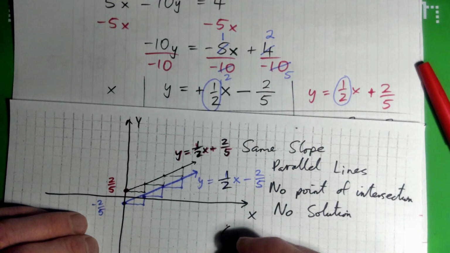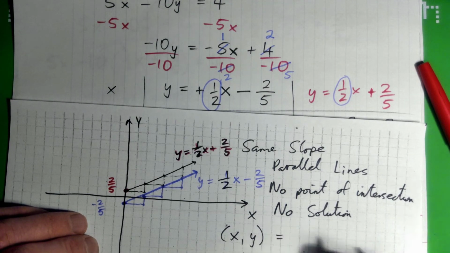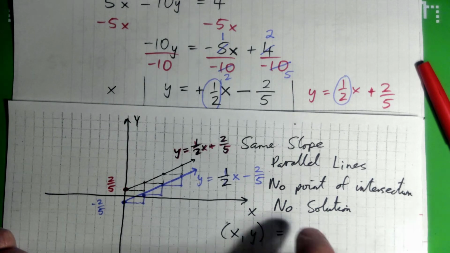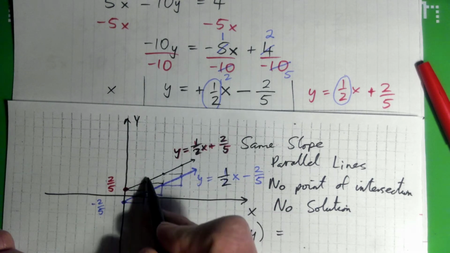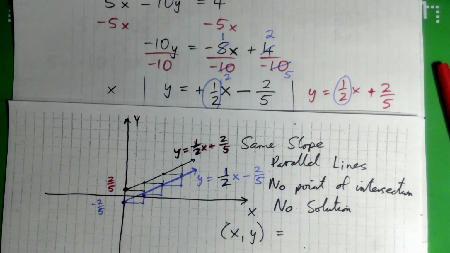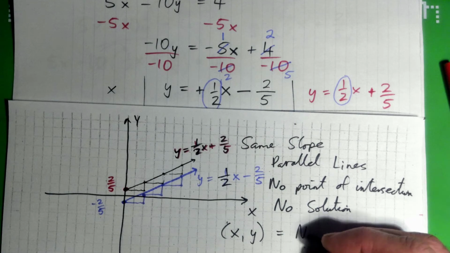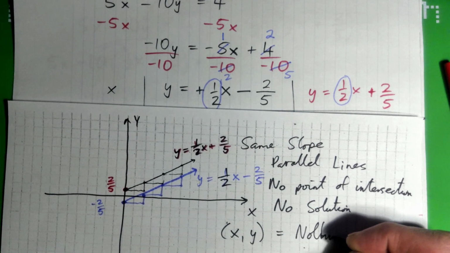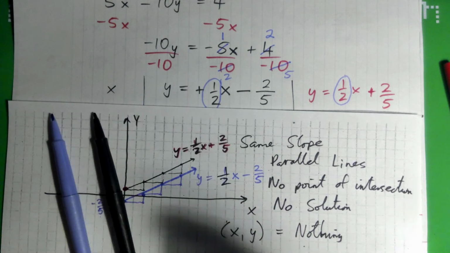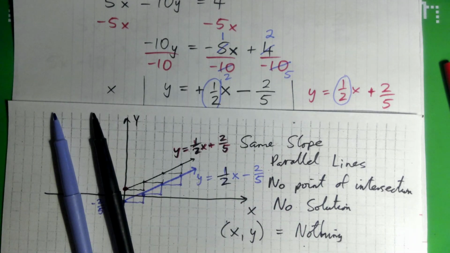So in other words, what's your answer? x, y equals what? What point lies on both lines? What point? Yeah. What's the answer? Nothing. There is no point because they're parallel lines. They never meet, right? That's what parallel lines are. They don't meet, so there's no point.